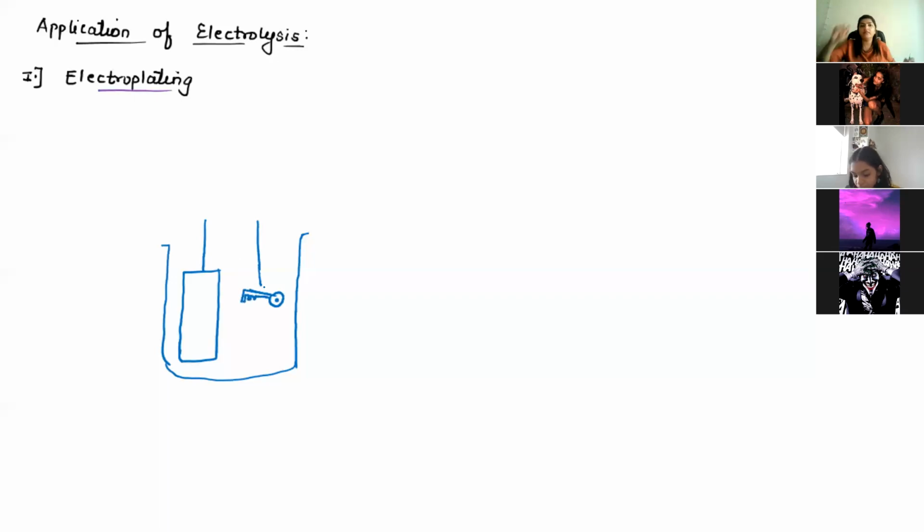Okay, I want to plate a key. So this is my object to be plated. On one side there is a metal bar, and on another side there will be the object to be plated.